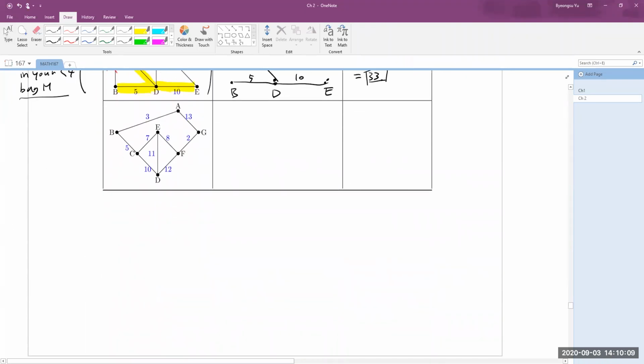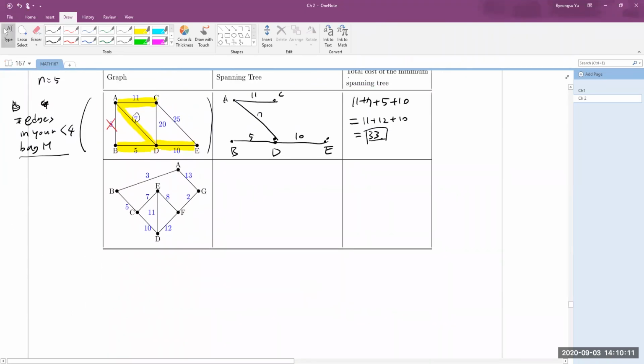Okay, let's deal with one more example. So here again, it is almost the same as the sorted edge algorithm. Choose the first edge with the smallest weight, which is GF, which has 2, and next smallest edge AB, and adding AB doesn't give you a cycle, so you can add AB. And next smallest edge is BC, and again BC doesn't give you a cycle, so add BC.